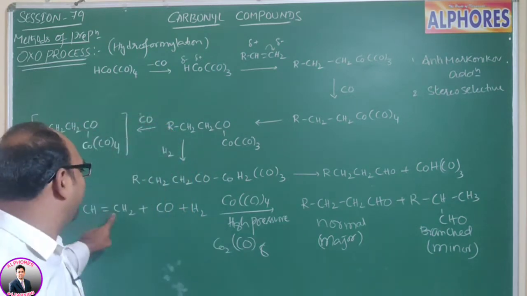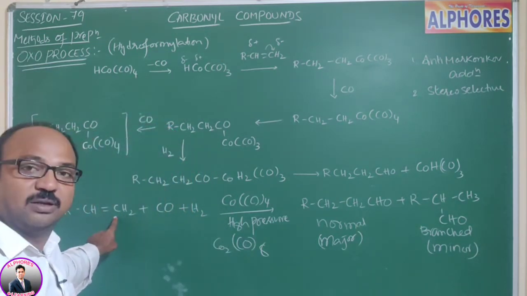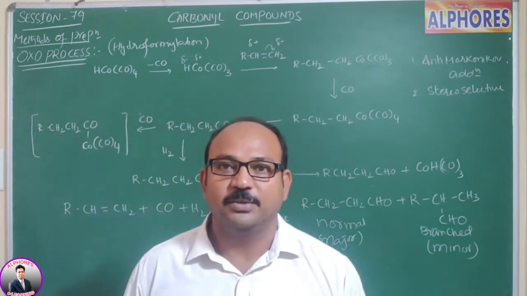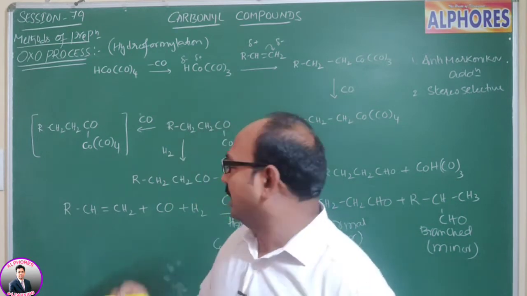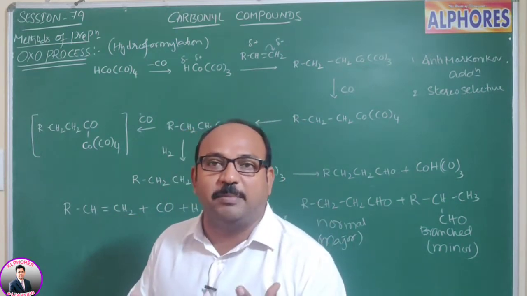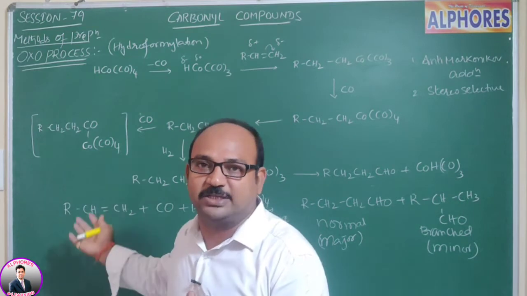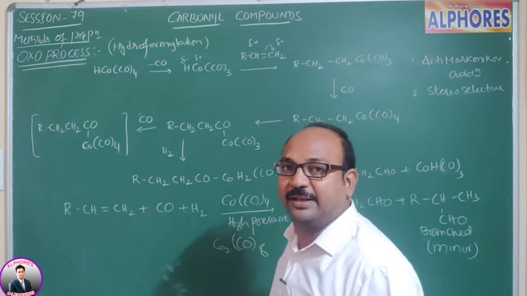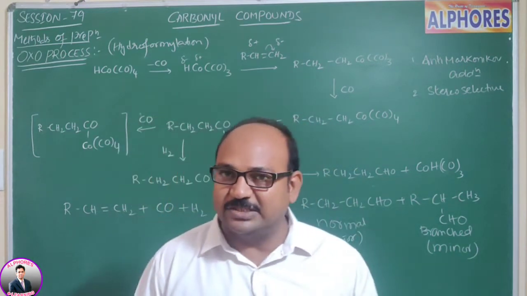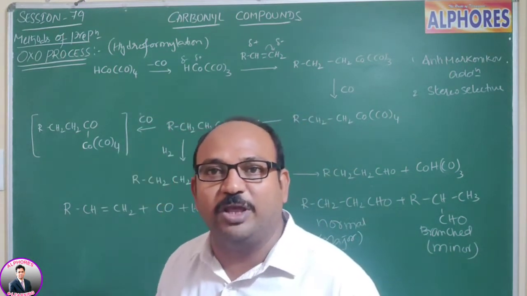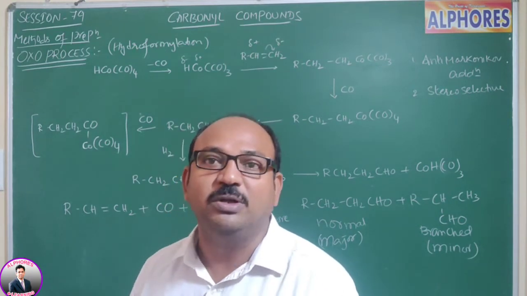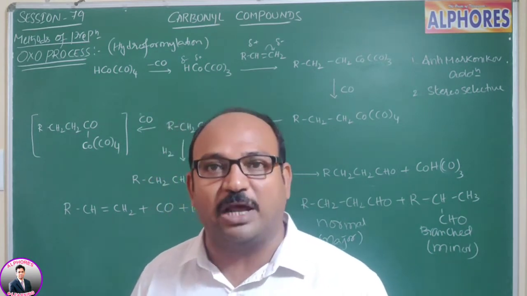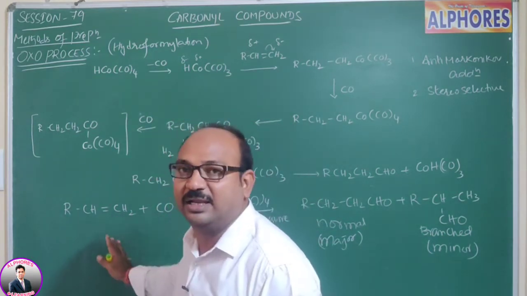Now in this unsymmetrical alkene, this carbon consists of more hydrogens. As per Markovnikov rule, the hydrogen has to go to the carbon which consists of more hydrogens. But in this product you are getting the reverse. That means it is very clear: anti-Markovnikov addition of formaldehyde to unsymmetrical alkene.